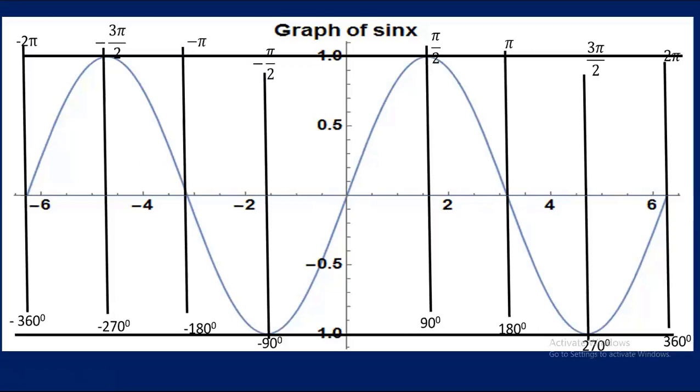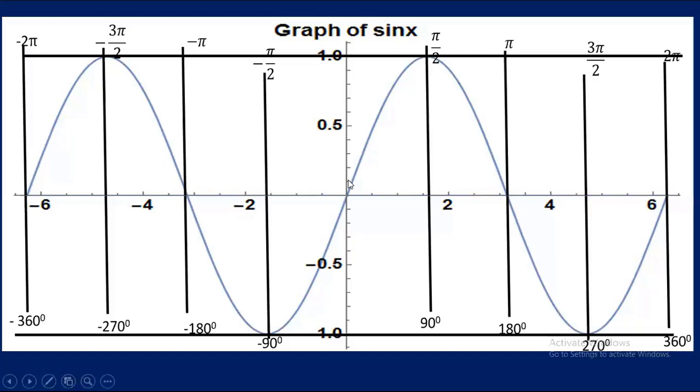Then when x is an odd multiple of 90, sine x is either maximum or minimum. That is for 90, 270, minus 90, minus 270, it is either +1 or -1, that is maximum or minimum. When x is an even multiple of 90, sine x is 0.